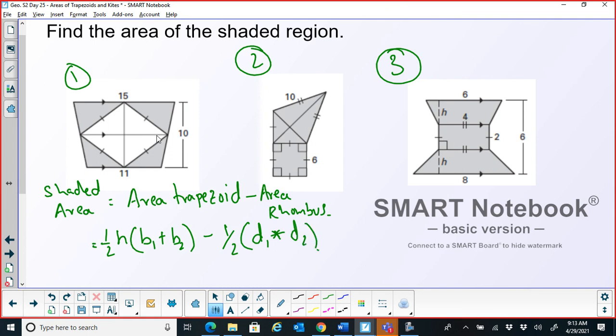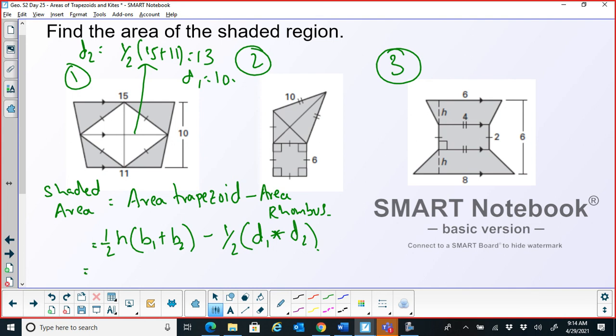I have one of the diagonals, this particular diagonal, that is the height, which is 10, but I don't have this diagonal. And this diagonal is going to be the midsegment. I can get this by taking the average of the bases, that is half of 15 plus 11. That's your midsegment formula. So 15 plus 11 divided by 2 gives us 13. So this is 13. And this is your diagonal 2. And diagonal 1 you already have, which is 10.